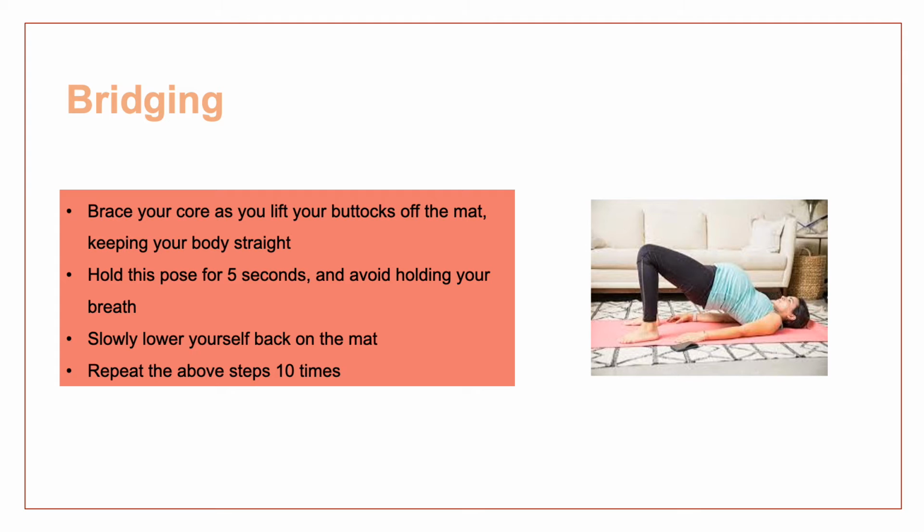Next one is bridging. Pregnant mothers need to perform this exercise on flat ground, then lift their buttocks off the mat while keeping their body straight and hold the pose for 5 seconds. Then slowly lower their back on the mat. You must repeat it 10 times. Bridging exercise can strengthen the core muscles and reduce pain.